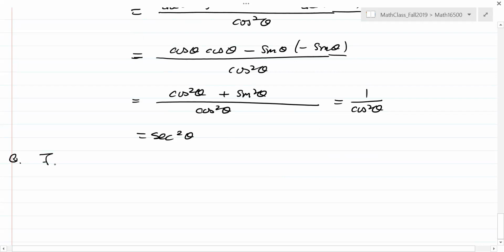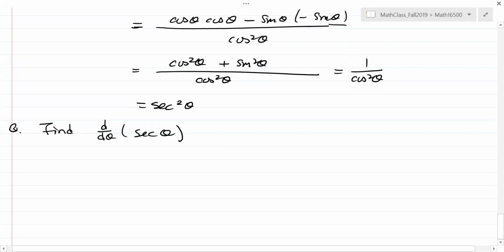So let's find the derivative of secant theta. How about this? The derivative of secant theta, it's going to be, right? We don't know the formula. I cannot remember, right? Maybe I still remember. But let me find out.